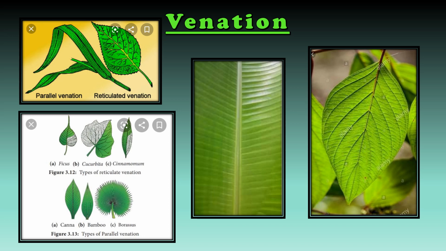Suppose if I am going to give examples, maize, grass, banana, so they have actually fibrous root system and they have parallel venation. Okay.